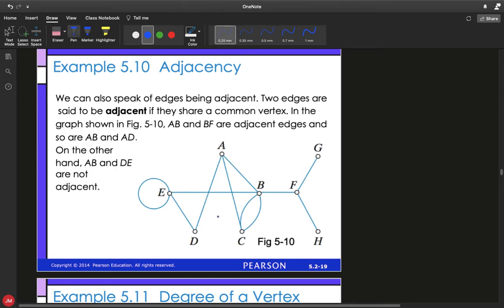However, we would not be able to say that AB is adjacent to DE because they do not share a common vertex. An easy way to know if two edges are adjacent is there must be at least one letter that they share in common when we name them. For example, AB and BF, they both share a B. For AB and AD, they both share an A. But for AB and DE, they do not share any letters in common, so they do not share any vertices in common, so they would not be considered to be adjacent.